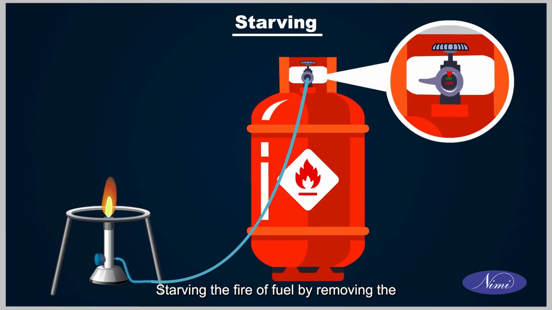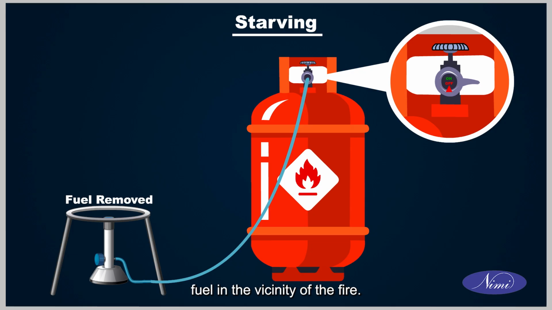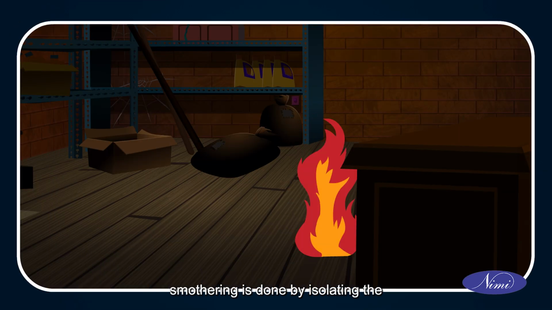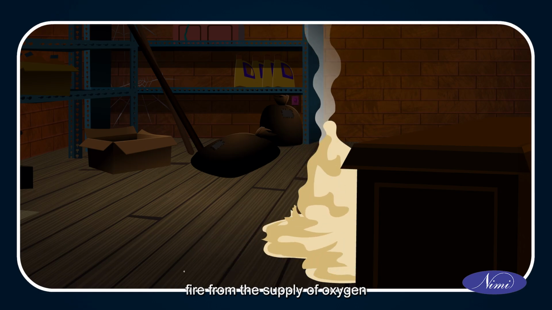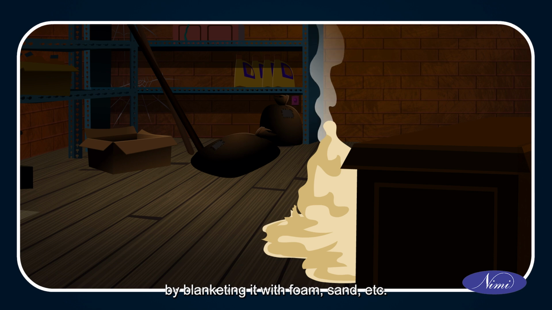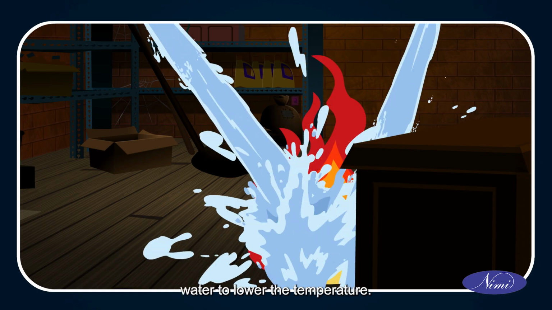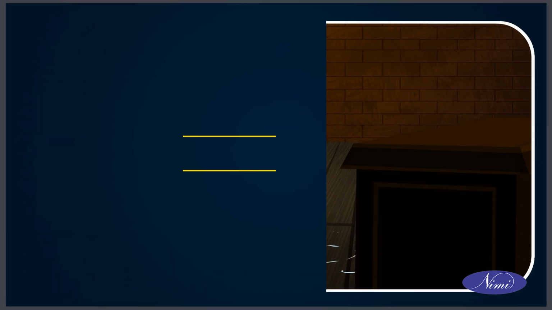Starving the fire of fuel by removing the fuel in the vicinity of the fire. Smothering. Smothering is done by isolating the fire from the supply of oxygen by blanketing it with foam, sand, etc. Cooling. Cooling is done by using water to lower the temperature.